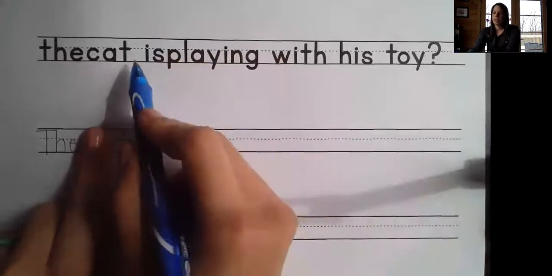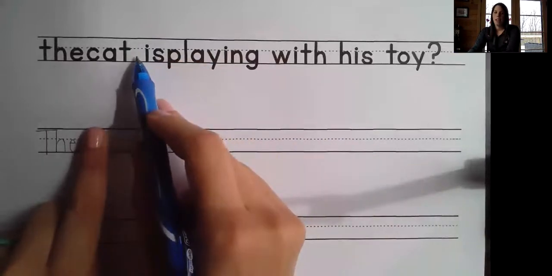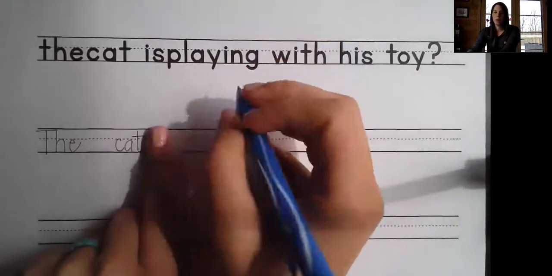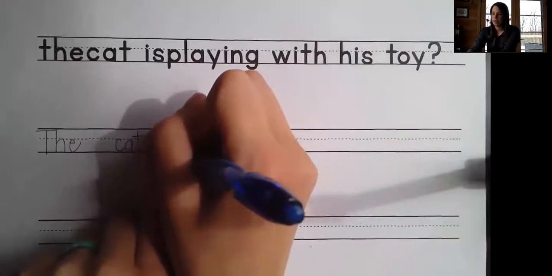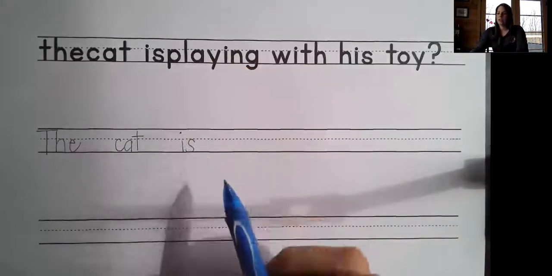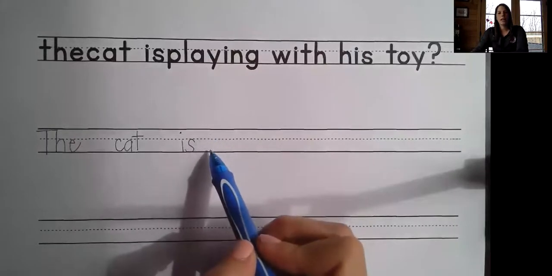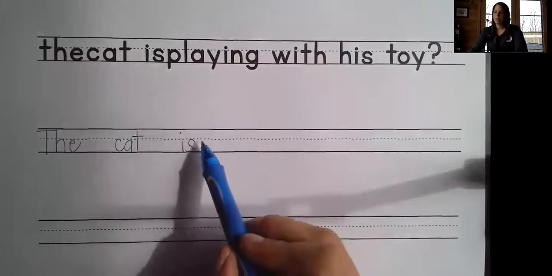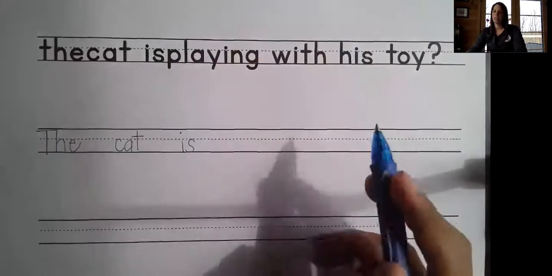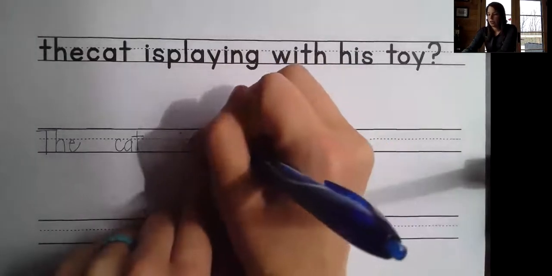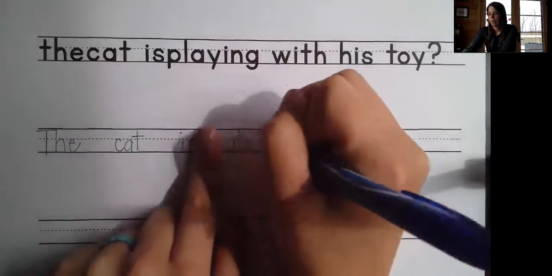My next word is. I see that I have a space, so I need another space. And I'm going to write the word is. I-S. These two letters only need the waistline and the footline of my three lines. The next one is playing, but I need to make sure that I have a space in between my two words so they're not jumbled together. And I'm going to write the word playing.